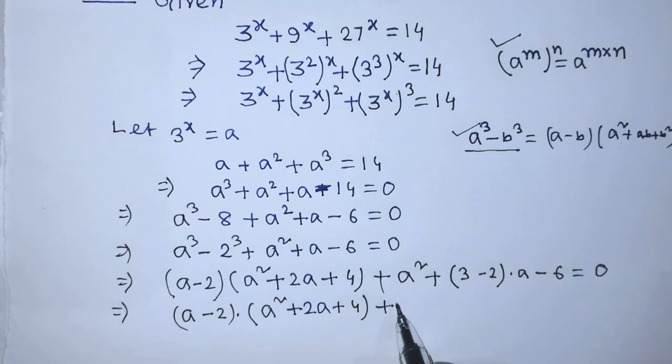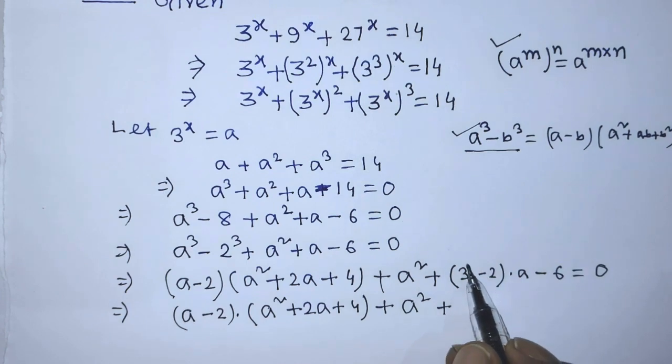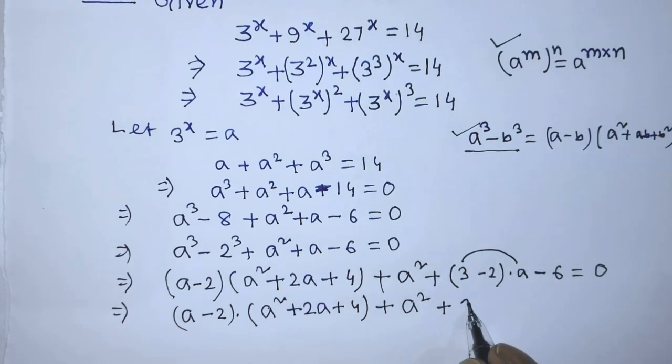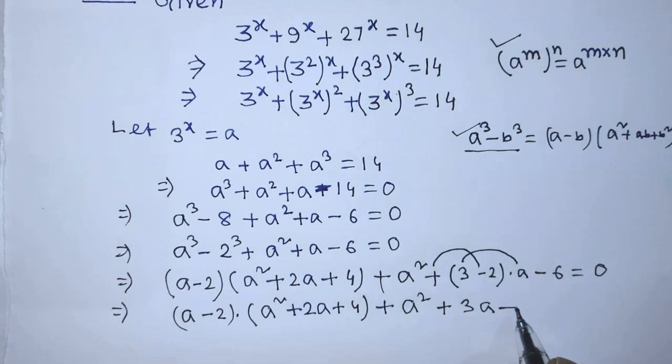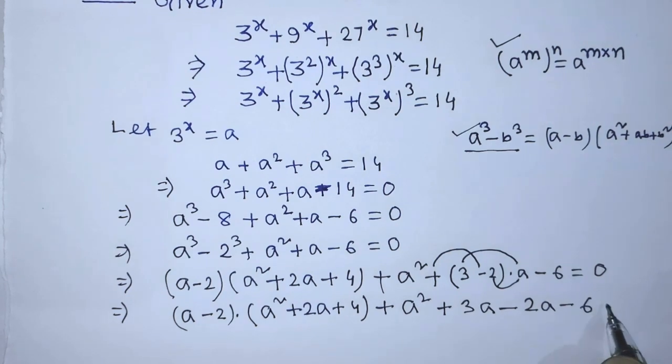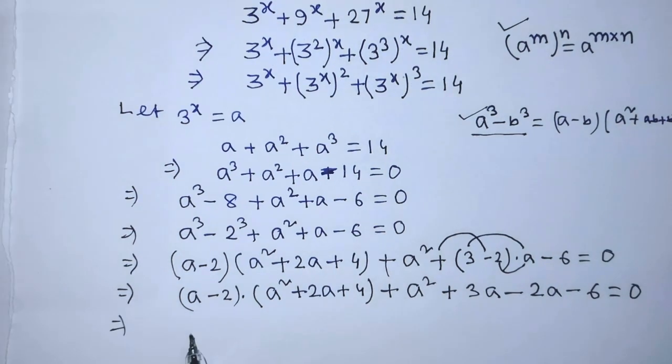plus again we have to write a^2 plus, so student, if you multiply 3 with a then you get 3a, and after that you have to multiply the sign plus with minus, then you get plus minus minus, and similarly you have to multiply 2 with a, then you get 2a, minus again you have to write 6, is equal to 0.